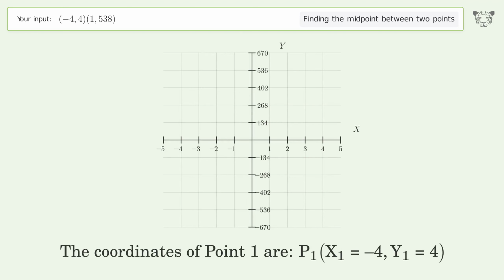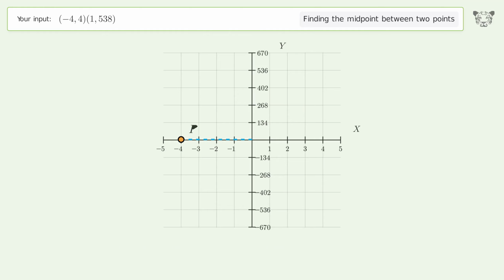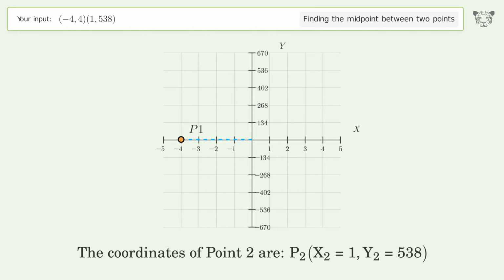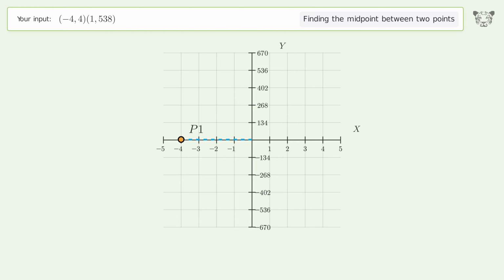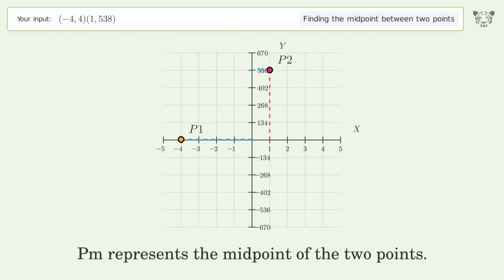The coordinates of point 1 are, x1 equals -4, y1 equals 4. The coordinates of point 2 are, x2 equals 1, y2 equals 538. PM represents the midpoint of the 2 points.